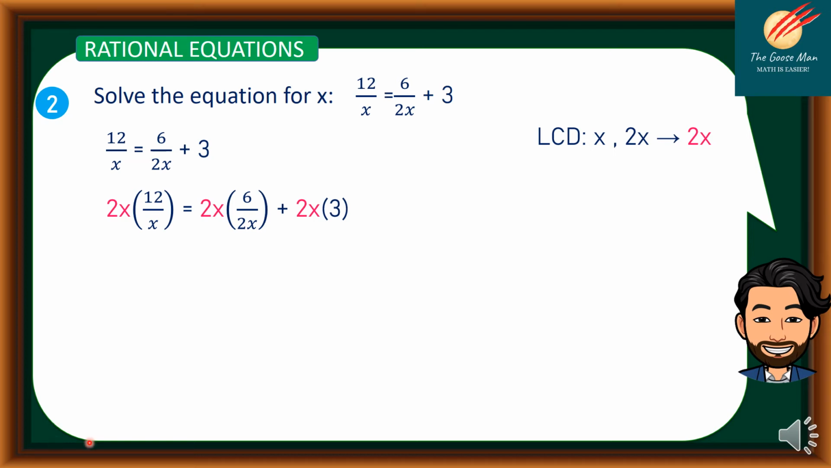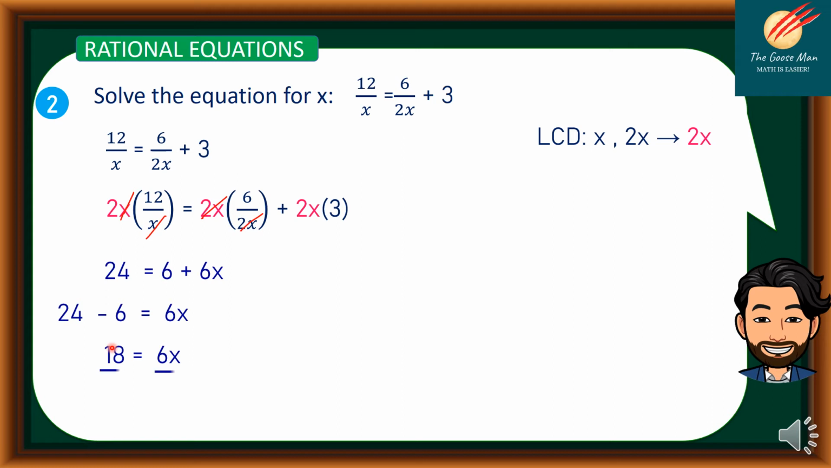Now I can factor out the common factor. Here I can factor out x and x, while here is 2x and 2x. So leaving here, I have 2 times 12 is equal to 24. Then we have 6. Then 2x times 3 is equal to 6x. So solving it further, I have 24 minus 6, so subtract both sides of the equation by 6. That leaves 24 minus 6 = 6x, or 18 = 6x.